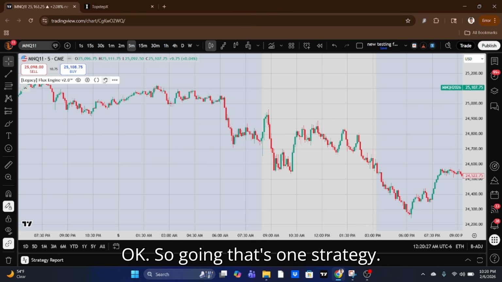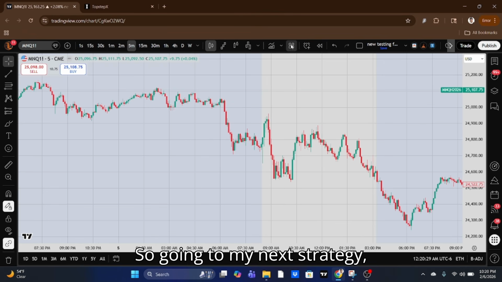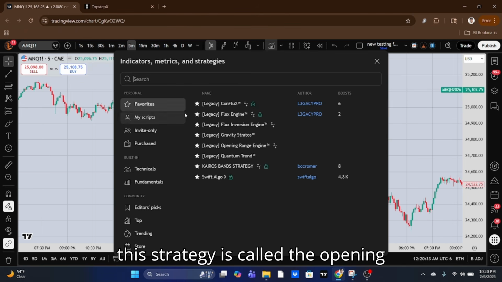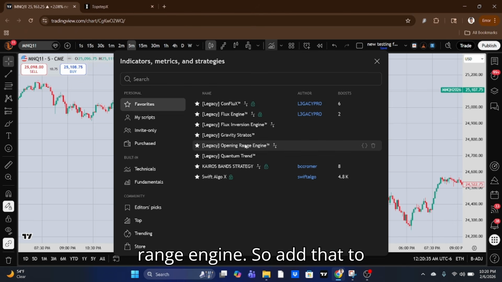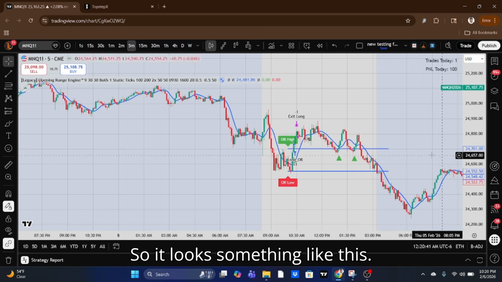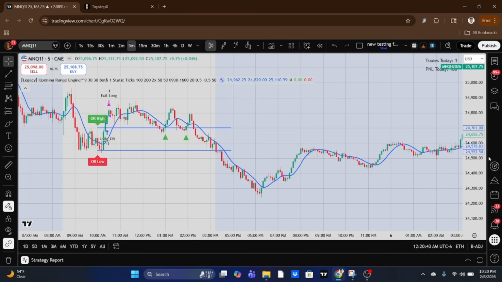Okay, so that's one strategy. So going to my next strategy. This strategy is called the opening range engine. So add that to your screen. So it looks something like this.